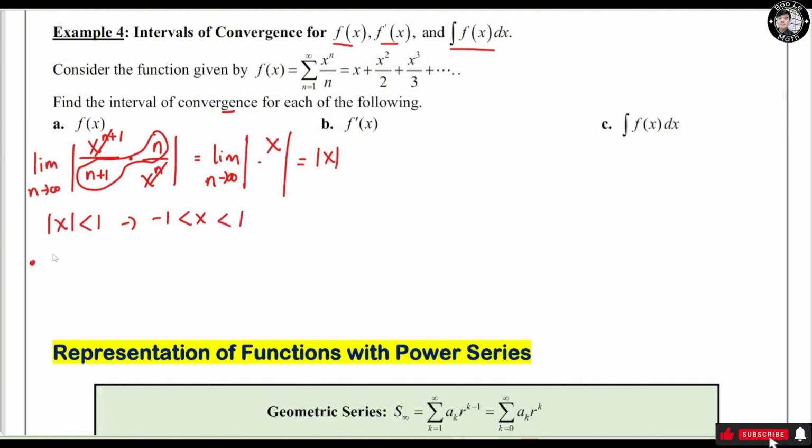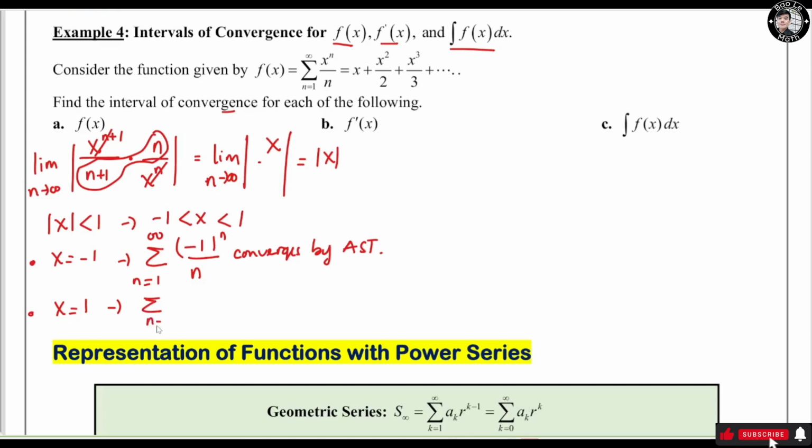Now, we're going to check the endpoints. So s equals -1. Substitute -1 for s back into the original one. We have the series of -1 raised to the n over n, when n goes from 1 to infinity. This series converges by the alternating series test. Now, check s equals 1. So you have the series when n goes from 1 to infinity of 1 raised to the n, which is going to be 1 over n. This series diverges by the harmonic series test.